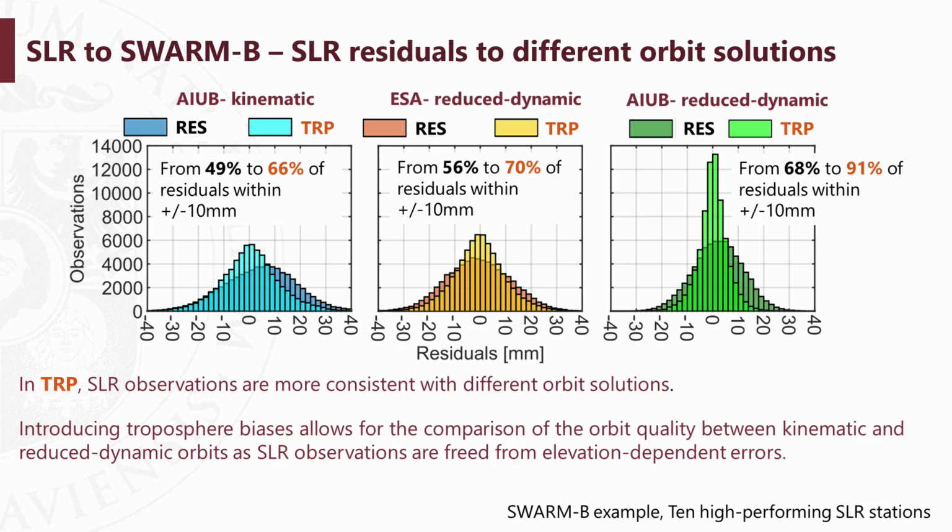And what we can see is that when we use the troposphere modeling, the SLR observations are more consistent between different orbit solutions. We have more residuals within the range of plus or minus 10 millimeters. Introducing tropospheric biases allows us to compare orbit quality between different orbital products.